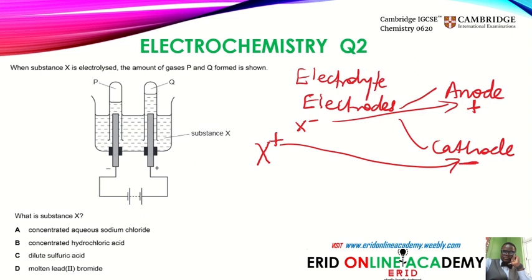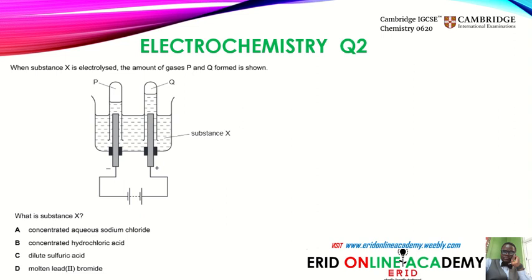So let's consider the various electrolytes that we have here. Look at the first electrolyte, A, concentrated aqueous sodium chloride. Your sodium chloride, whenever it dissociates into the positive and the negative ion, that is your sodium ion and the chloride ion.